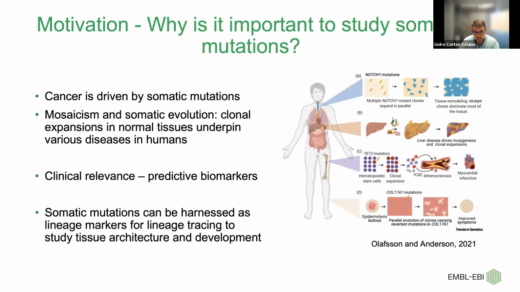And finally, from a more basic science perspective, detecting mutations can be very useful, for example, in the study of development. This is because somatic mutations accumulate as we age, and they can be used as genetic barcodes for lineage tracing.